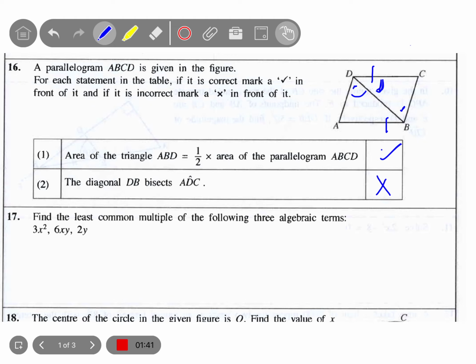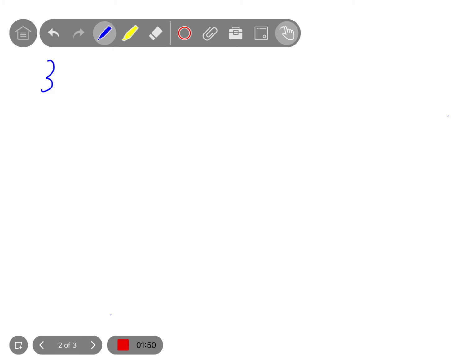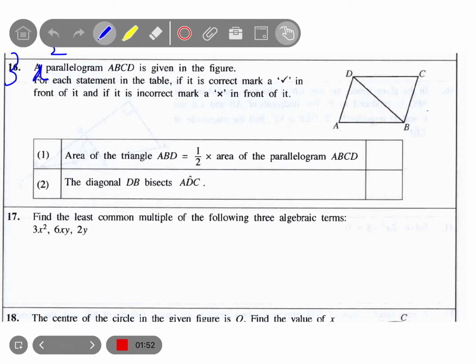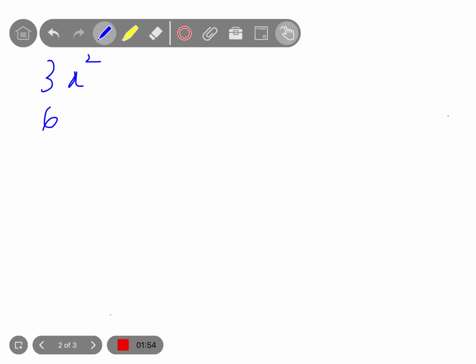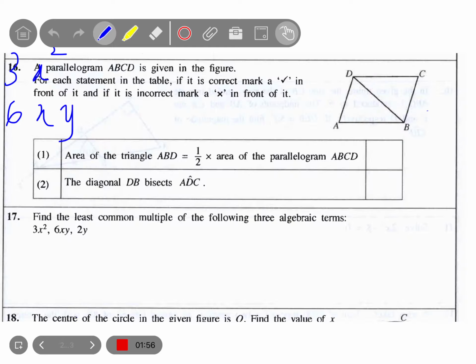Next question. Find the least common multiple of the following three algebraic terms. Okay, so let's use our paper here. 3x square and 6xy, and the other one is 2y.